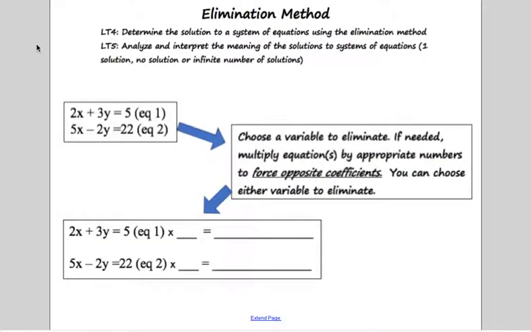Let's look at this example: 2x plus 3y equals 5 is our first equation, and 5x minus 2y equals 22. Elimination is based on the fact that an equation is balanced, so the left side is always equal to the right side. You can always add to the left side as long as you add the same amount to the right side, or if you multiply the left side, you multiply the right side by the same amount. We're going to choose a variable to eliminate, and in this case, I'm going to choose the y's.